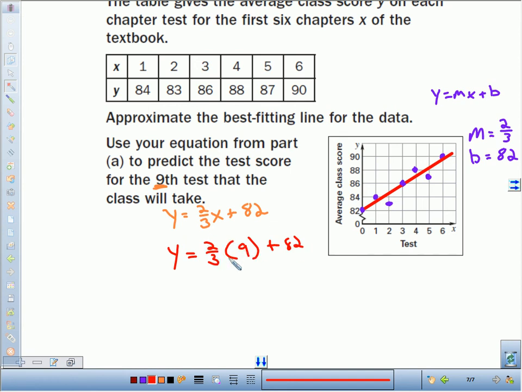To multiply 2/3 times 9, I multiply 2 times 9 and divide by 3. 2 times 9 is 18. 18 divided by 3 is 6. So I have 6 plus 82, which gives me 88. So my prediction is that when the class takes their 9th test, the average score will be 88.